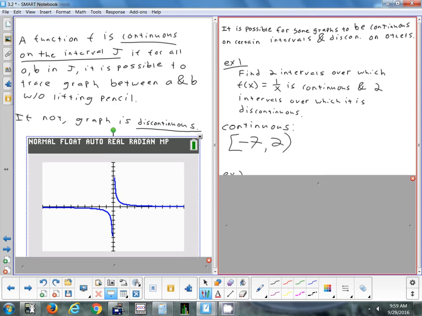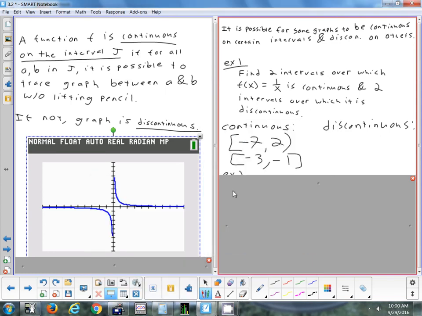Right? Can somebody give me another interval? Another interval over which that's continuous? Yeah, Sophie? Negative what? -3 to, perfect. Okay, so I could trace from -3 to -1 without lifting my pencil. Okay, now can somebody give me an interval where this function is discontinuous?